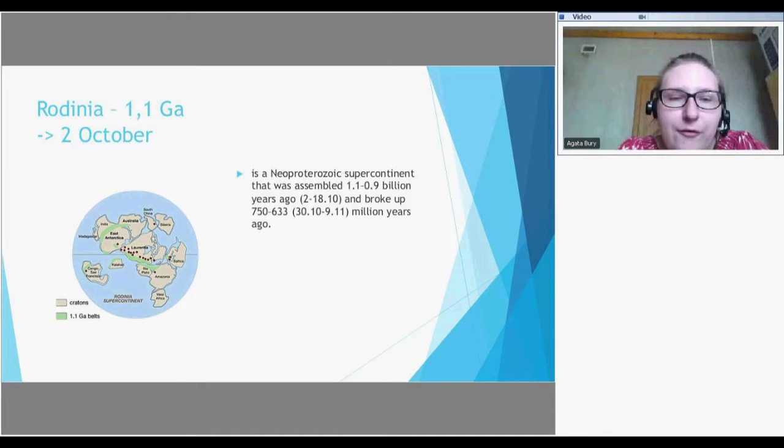And it's not a very strict date, because forming of this continent could take 200 million years, and it's dated like that since 1.1 to 0.9 billion years ago. And after some time, around 600 million years ago, this continent broke apart. So in our year, it's around early November.